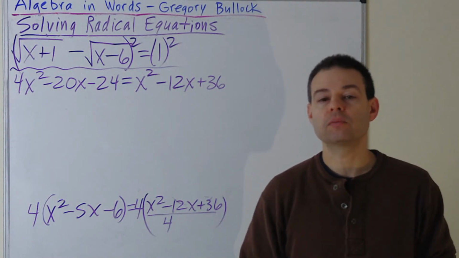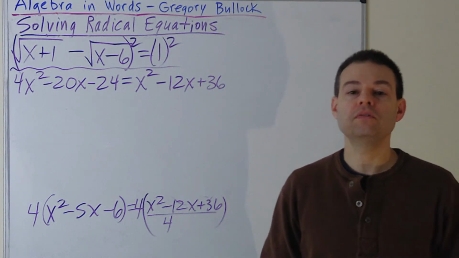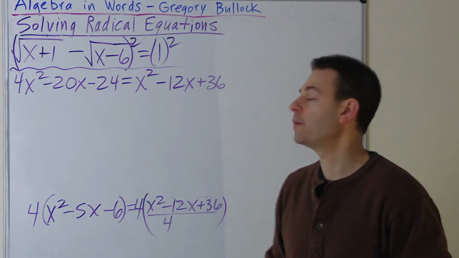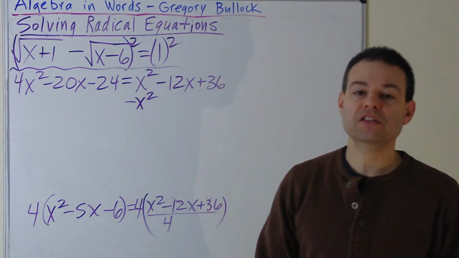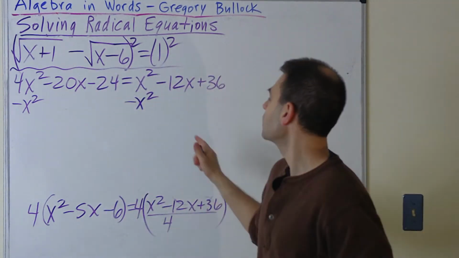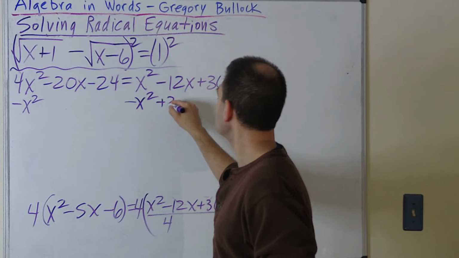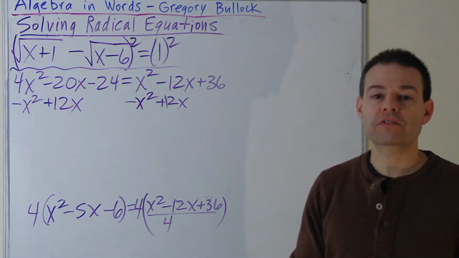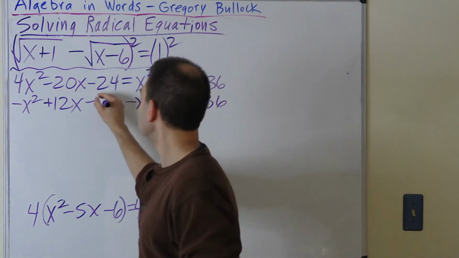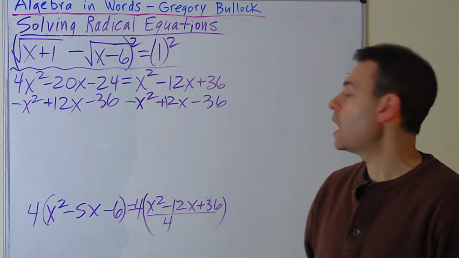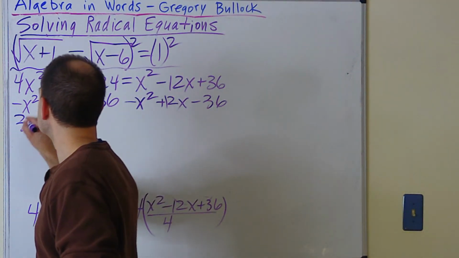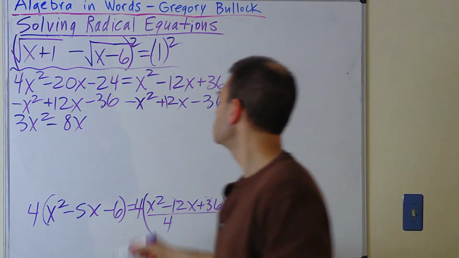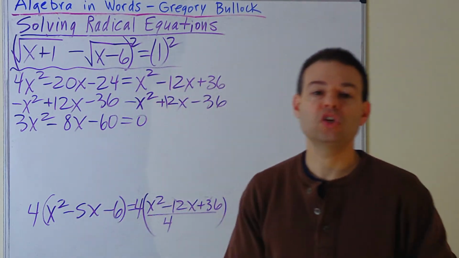And now we're going to combine like terms and solve for x. So let's move everything to the left side, because it looks like we're going to have a trinomial and a quadratic equation here, and we're going to be able to solve it that way. So we're going to subtract x squared from both sides. We're going to add 20x to both sides. Sorry, add 12x to both sides. And we're going to subtract 36 from both sides. So now on the left, we have 3x squared minus 8x minus 60 equals 0.